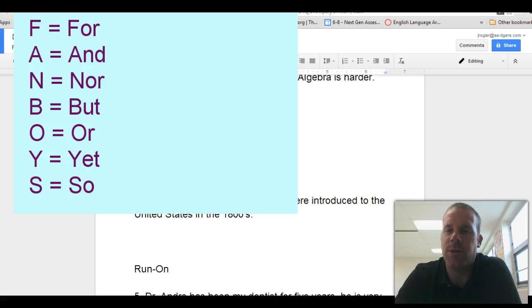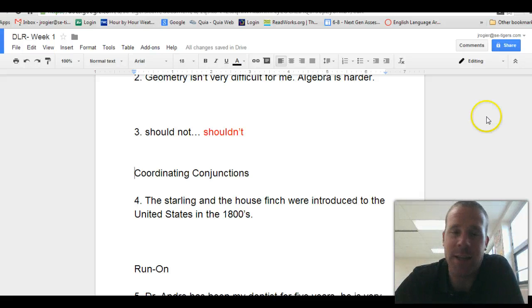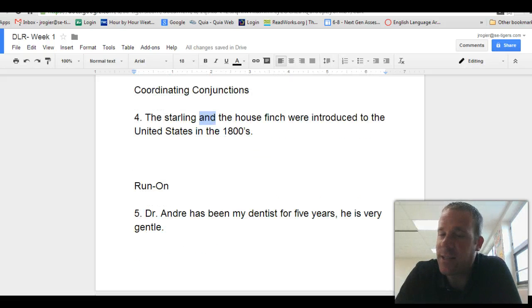The starling and the house finch were introduced to the United States in the 1800s. It's going to be the word and you'll see on the side here, I'll put up what the 7 common coordinating conjunctions are to look for. But for right there, it's just and, so you should have had and marked on there. And then the last sentence is a run-on that you had to correct. Dr. Andre has been my dentist for 5 years.